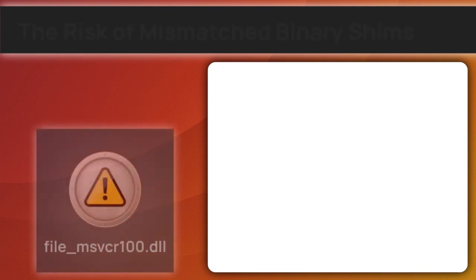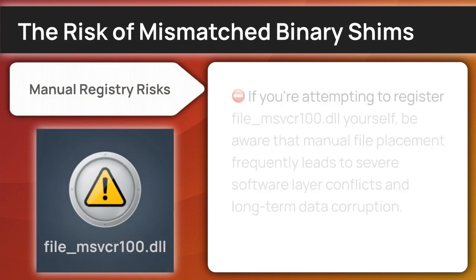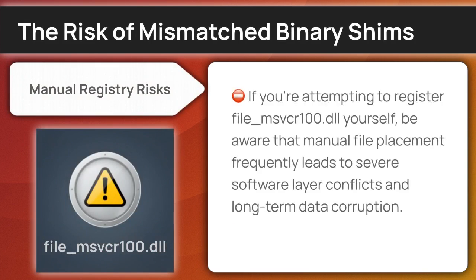For a clean and stable recovery, it's important to stay within verified developer ecosystems. Be aware that manual interventions for file Microsoft Visual C++ Runtime 100 DLL often create secondary conflicts. Using an incorrect file version can cause cascading application crashes, making your workstation significantly less stable than before.